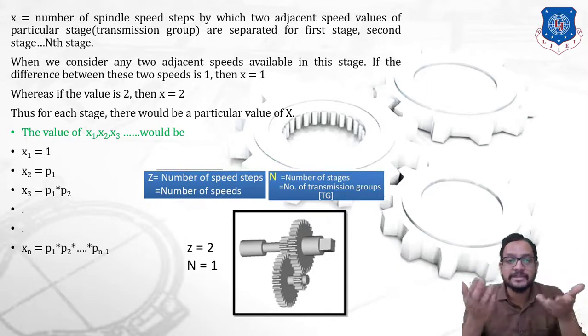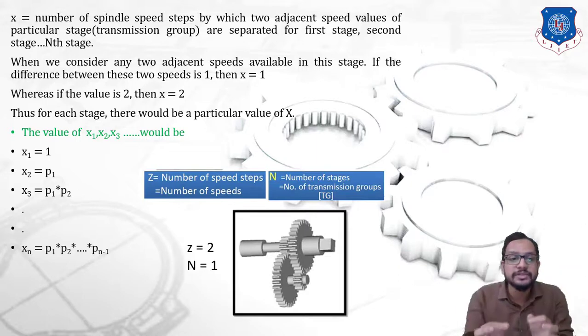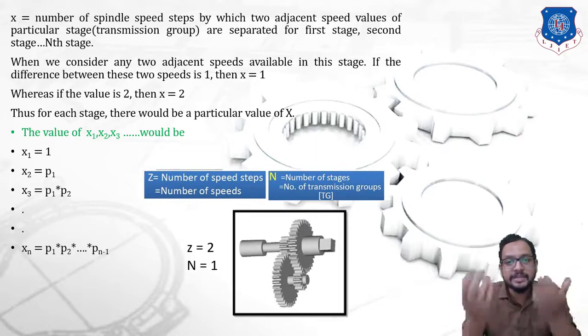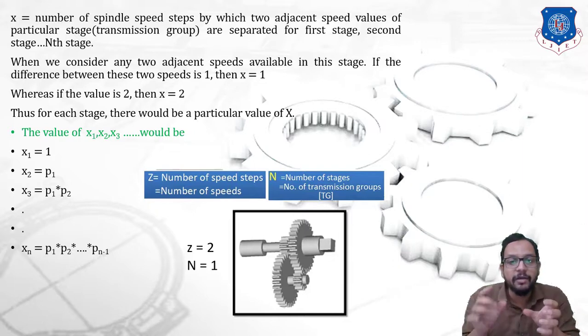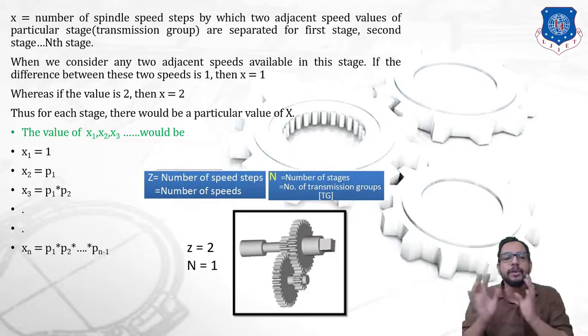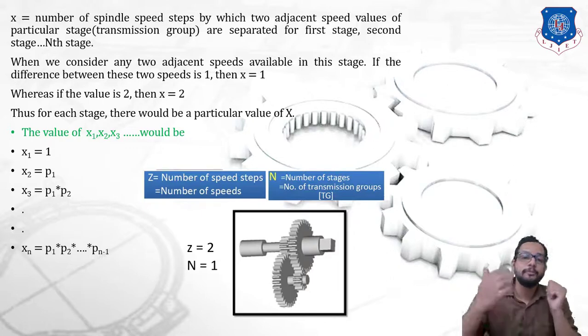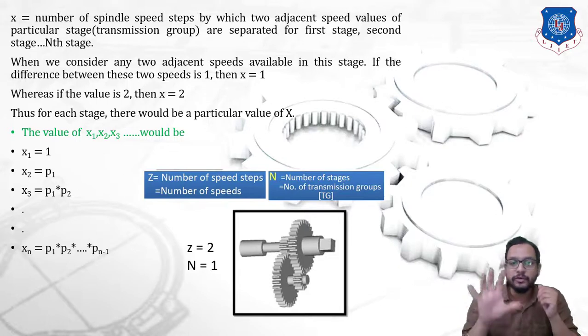What do we need to take for x2? You are going to take x2 equal to p1. Now what would be x3? x3 will be a multiple of p1 and p2. So x3 will be equal to p1 into p2, and so on. x4 is equal to p1 into p2 into p3. Okay guys, I hope you will get an idea. You are going to remember this.